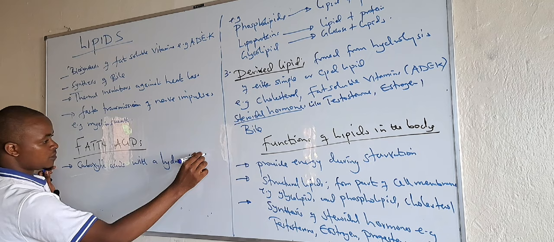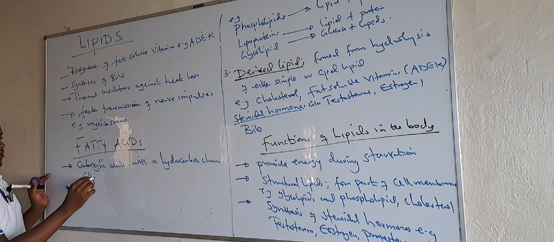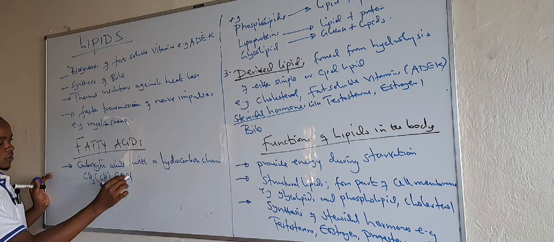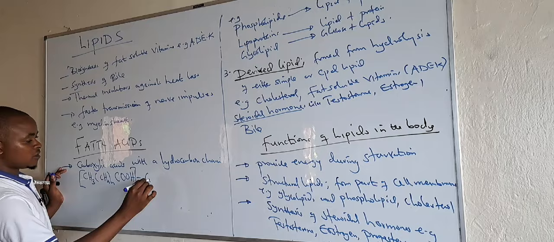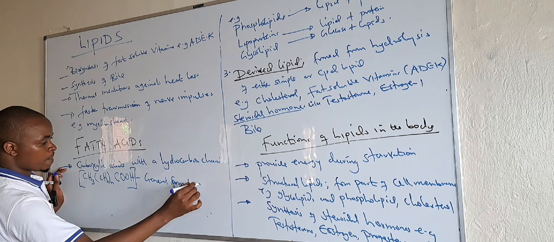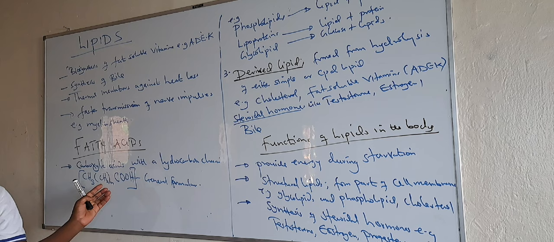Their general formula is CH3, then CH2 to the power n, with a carboxyl group. This is the general formula of fatty acids, whereby it is the CH3, and n represents the number of carbons.